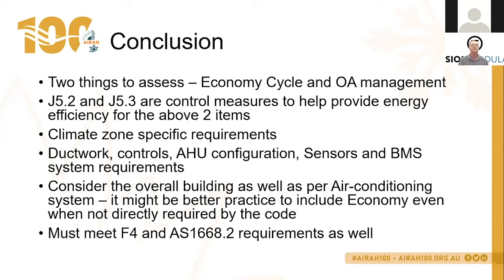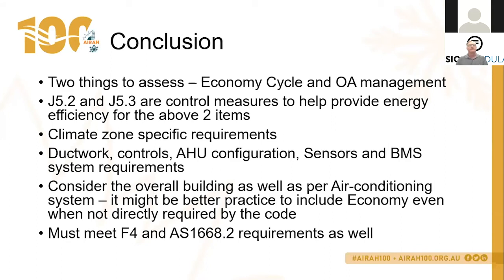How to have economy cycle on different zones with a centralised system. It's all in the BMS control, the damper positioning on each of the air handlers. The economy cycle can adjust the outside air rate through the total system, and then each air handler has dampers as well, so you can then adjust what goes up to each zone. It's just all in your control strategies.